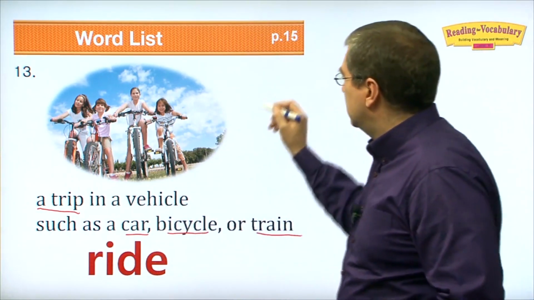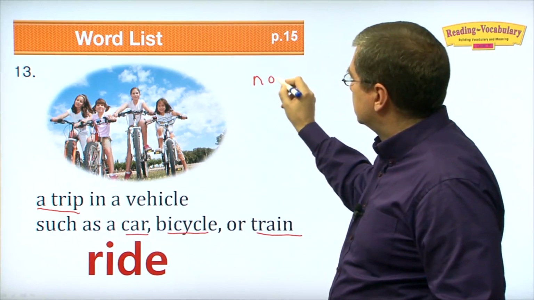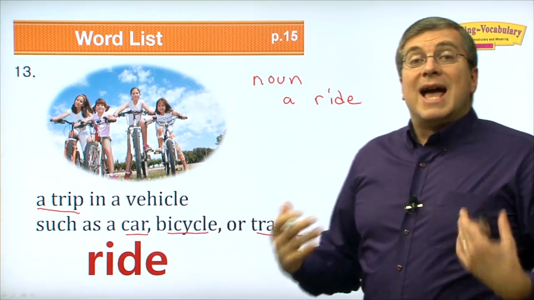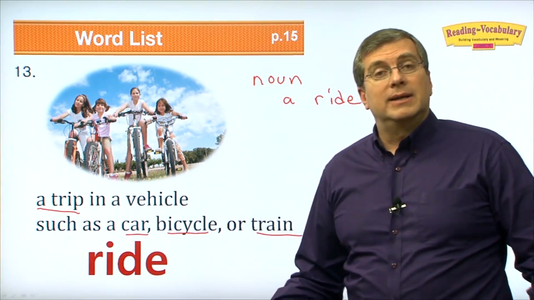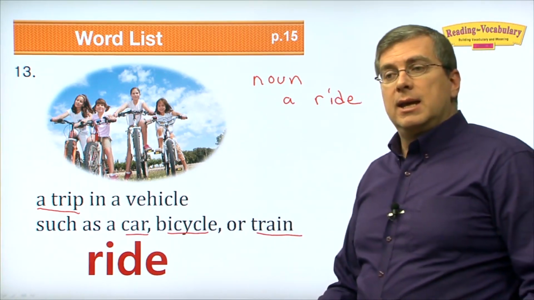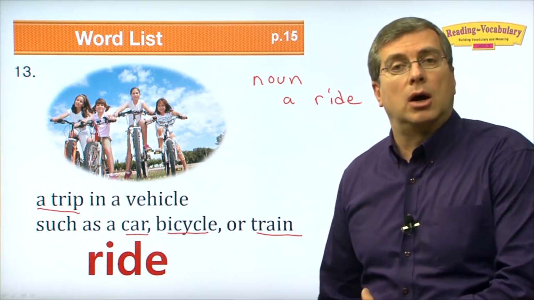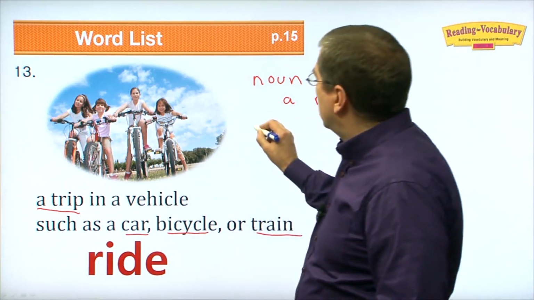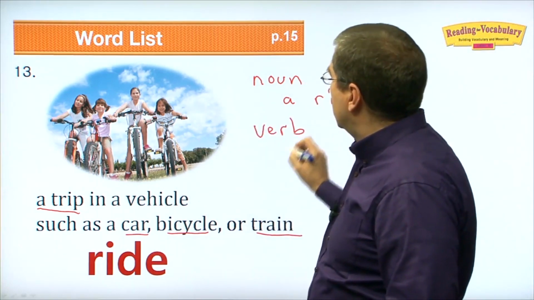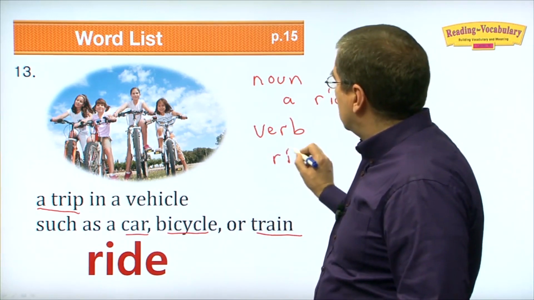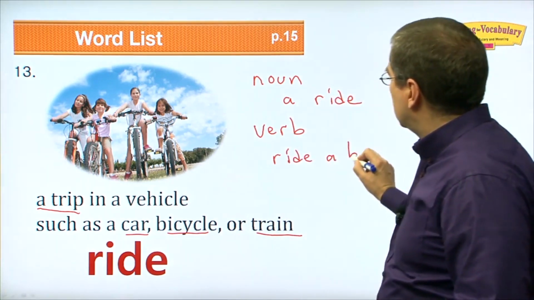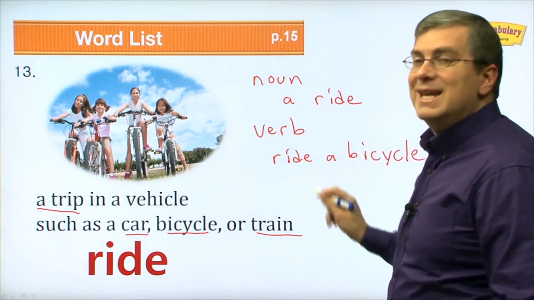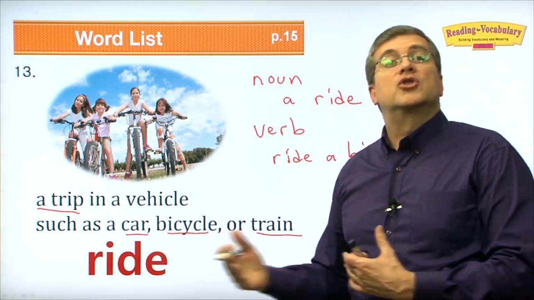Now, that's interesting. Ride can be a noun. A ride. For example, let's take a ride, right? Let's take a bike ride. Let's take a ride in our car. Let's take a ride by train. That's a noun. But ride can also be a verb, right? Let's ride a bicycle. To ride a bicycle, right? So we're going to ride a bicycle. Ride in a car. Ride on a train, okay?